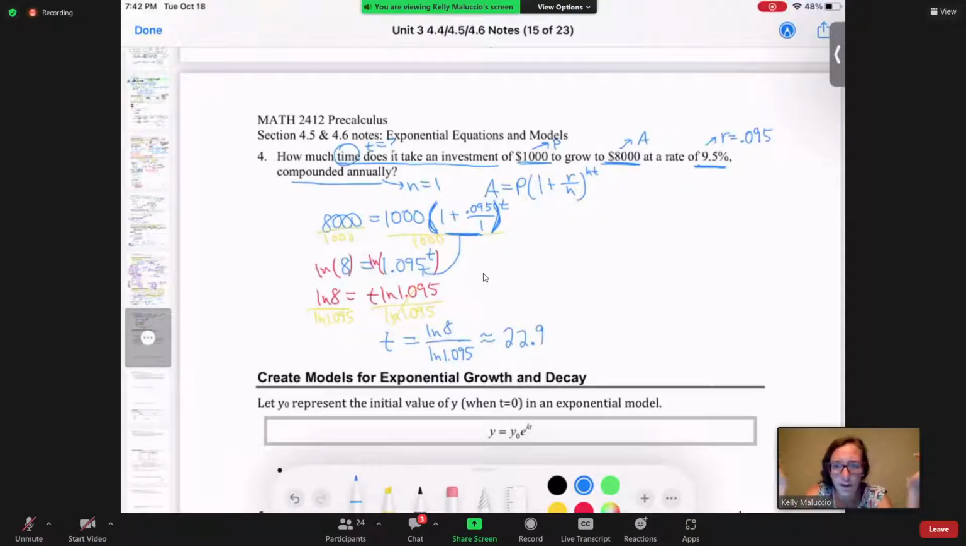And thinking about what we just solved for, because I kind of forget, we solved for T, so time. It says how much time does it take? It would be about 22.9, or you could say 23, to be a general estimate there. 23 is probably a safe bet, but 22.9 years, that's how long it would take if you had $1,000 for it to grow to $8,000.